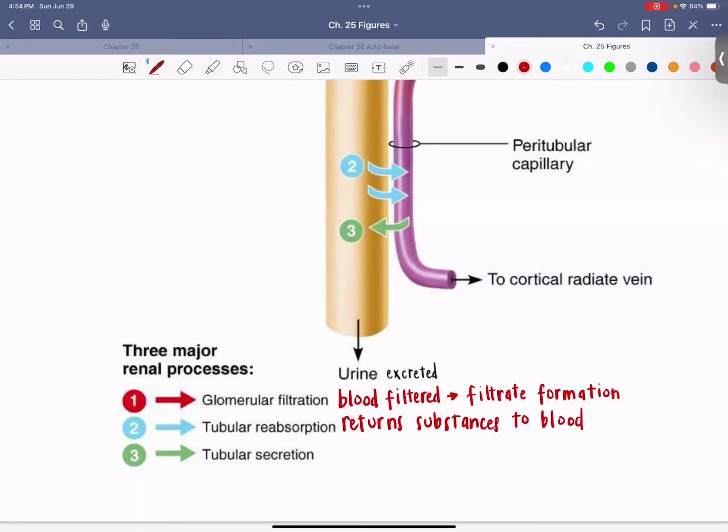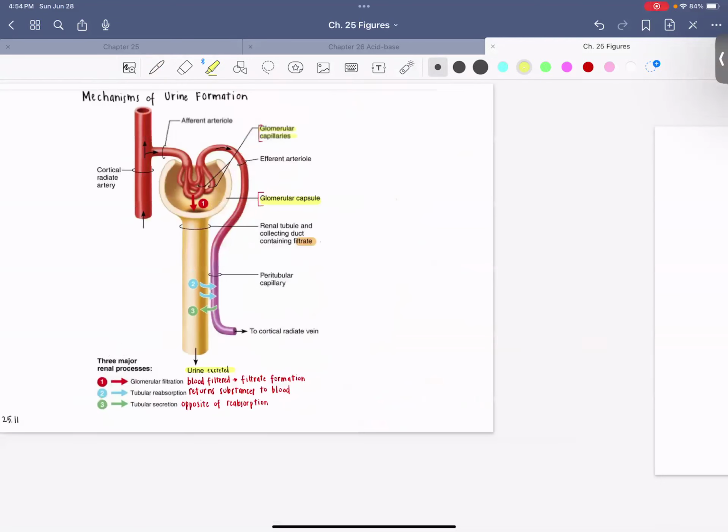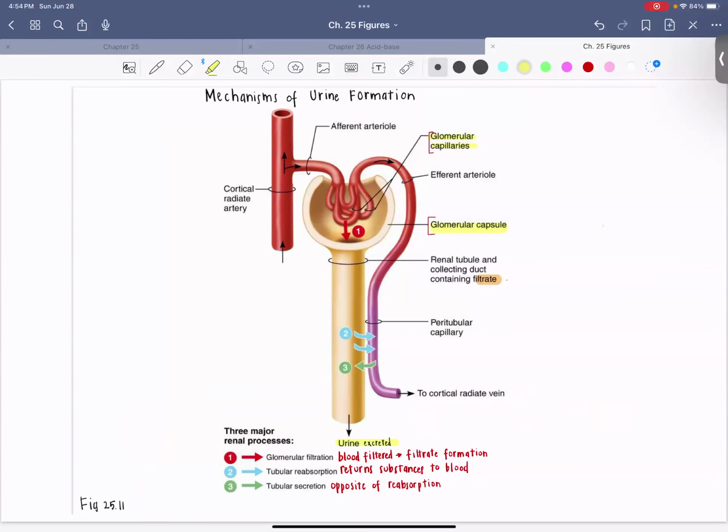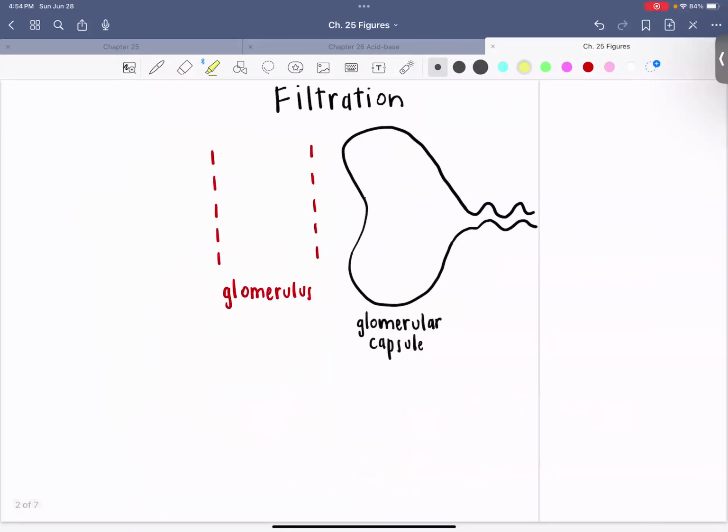And then the third step is secretion, which is basically reabsorption in reverse. So excess substances are secreted into the filtrate. Some anatomists and physiologists consider there to be a fourth step in this process, which is the excretion of urine, the elimination of urine from the body. Let's look more closely at filtration, the first step in urine formation.